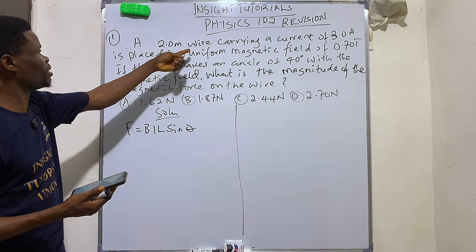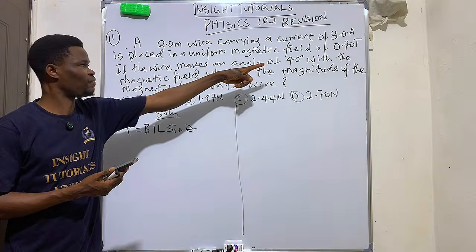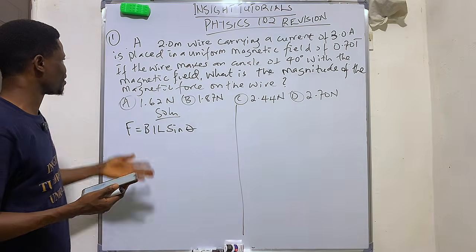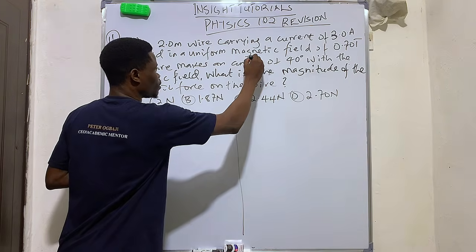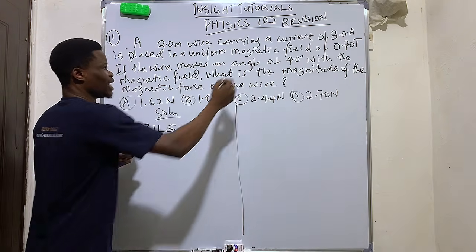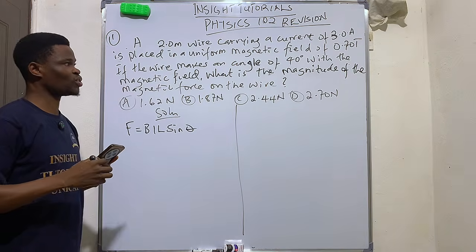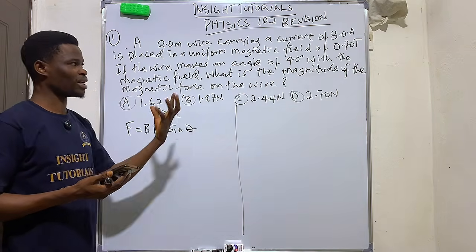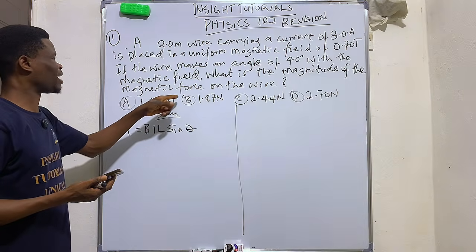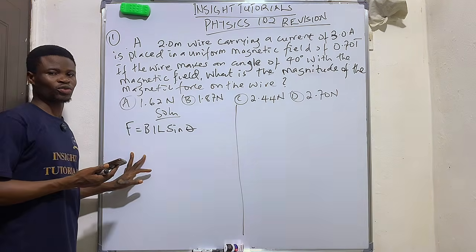The question says a 2-meter wire carrying a current of 3 ampere is placed in a uniform magnetic field of 0.70 Tesla. If the wire makes an angle of 40 degrees with the magnetic field, what is the magnitude? We're talking about the size. Now, what's the magnitude of the magnetic force on the wire? So we have to look for the force on this wire.